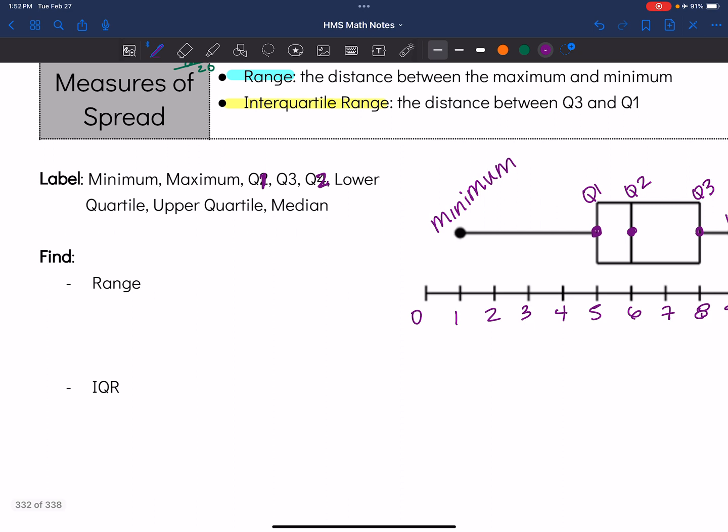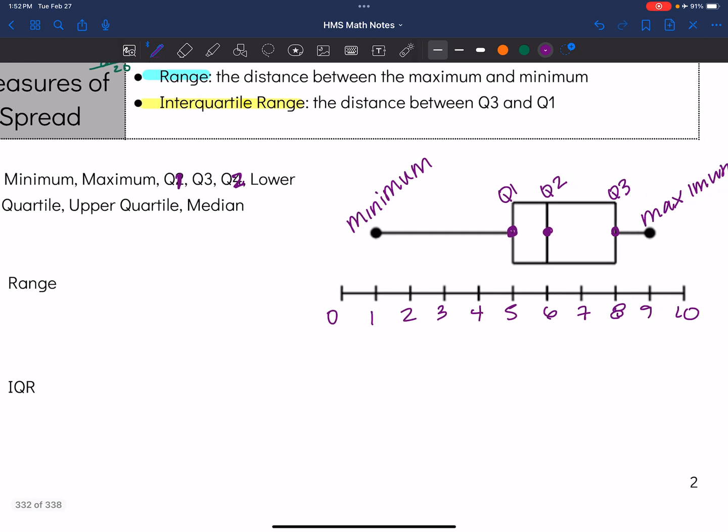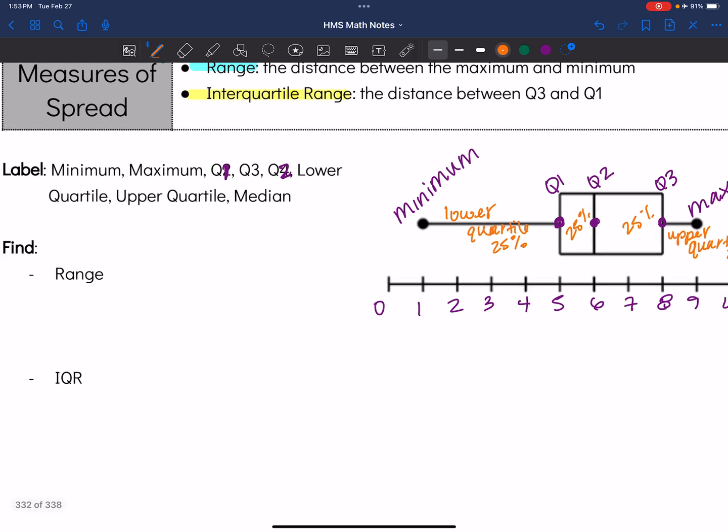Okay, now, oh, the lower quartile and upper quartile. Let's do that too. So the lower quartile is literally the left line. And then the upper quartile is the right line. Right, so it's the lower 25%. And this is the upper 25%. And then these two guys are the mids. Like this is the mid 25% and the other mid 25%. Okay, and then we already labeled our median, which is quartile 2.